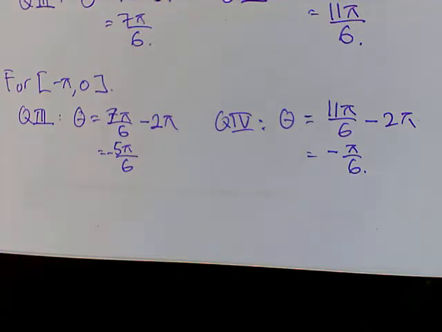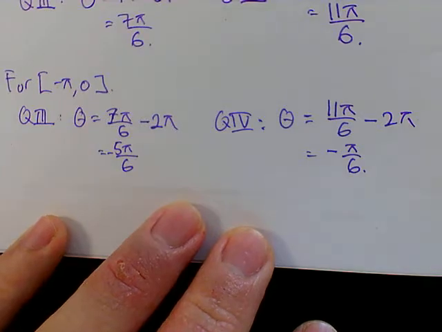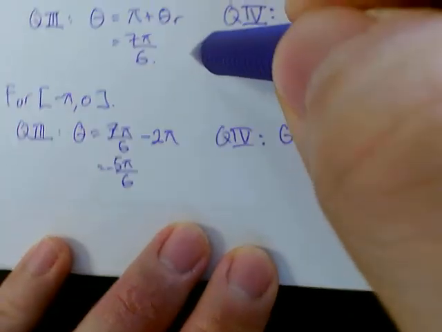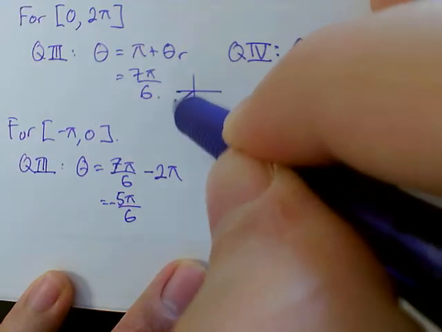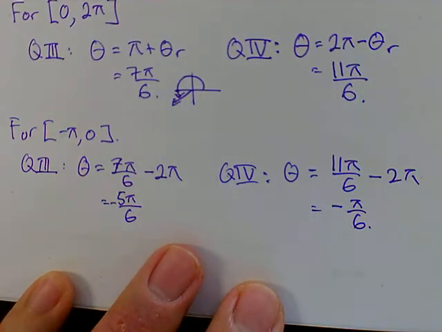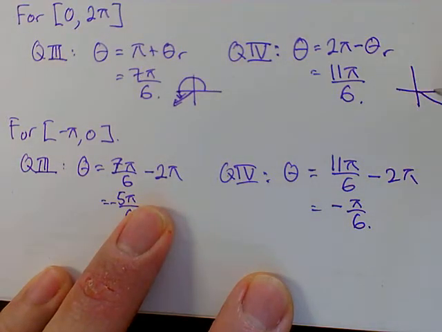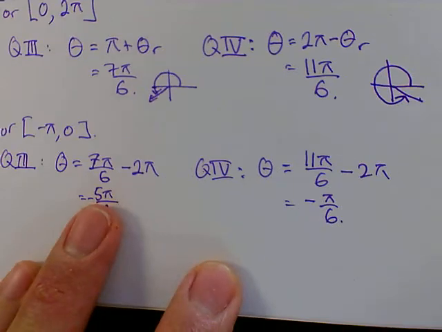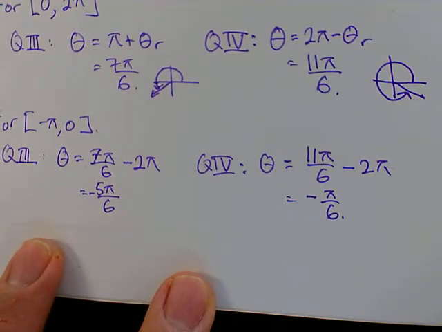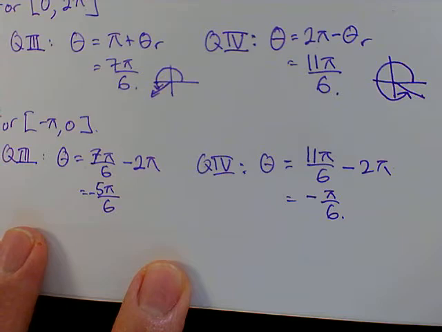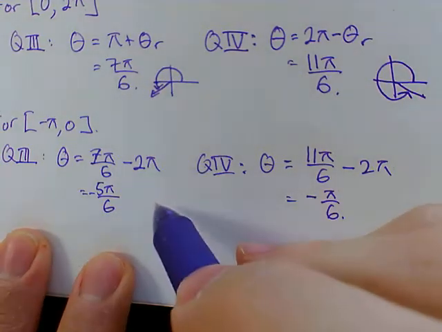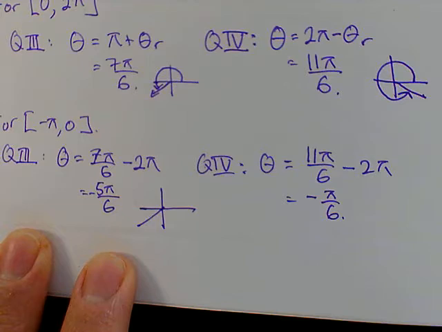Yes? Pardon me? I mean, I could. So this would be that. Can you see that? This would be there. Okay? Are you sure? Okay. This would be the same line, but negative 5 pi over 6.